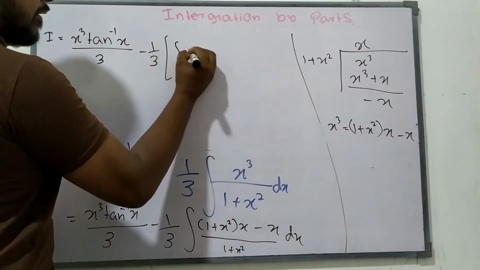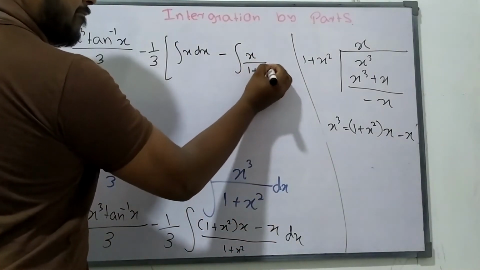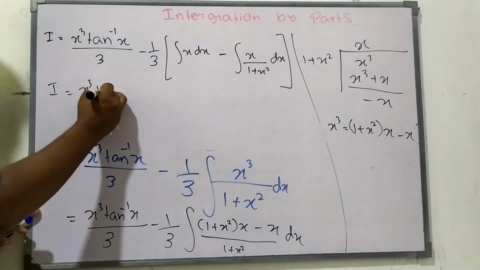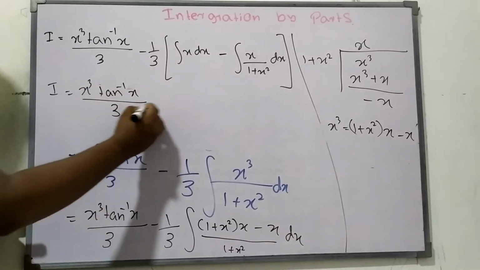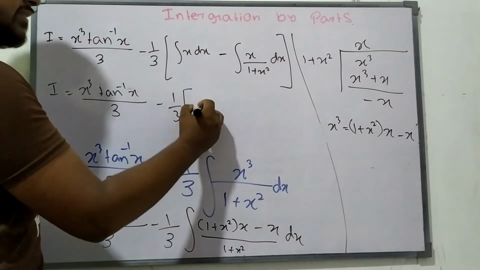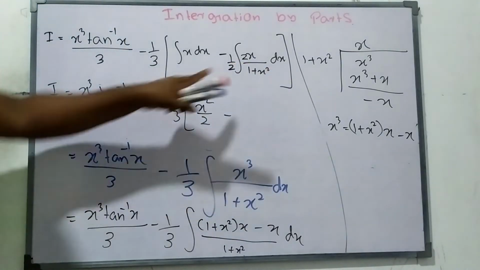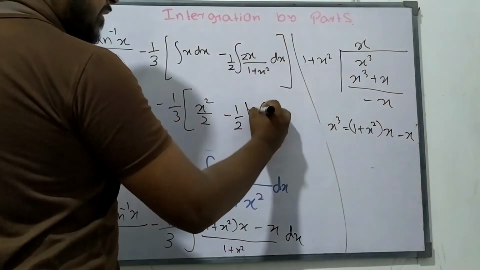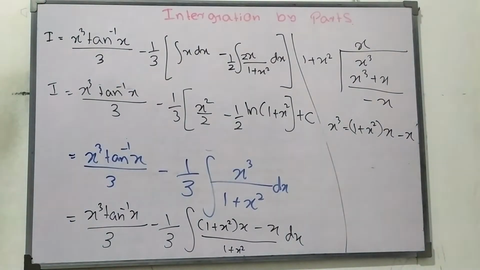Here it's ∫ x dx, giving x tan⁻¹x over 3 minus 1 over 3 times x squared over 2, and the other integral is 1 over 2, writing the differentiated value of the denominator in the numerator. Then it's half ln(1 + x²) plus c. So this is the final answer of that sum.